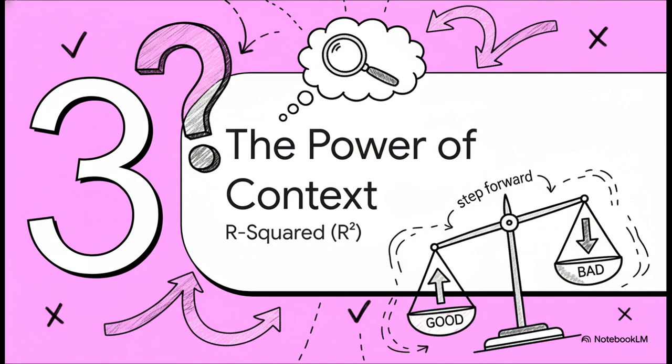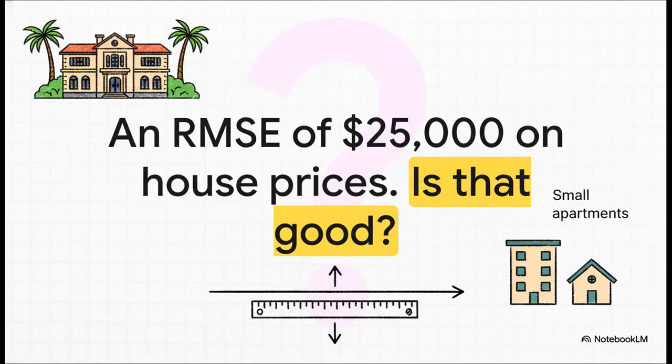Okay, this is a huge step. Our error is in units that make sense. But we're still missing one absolutely critical piece of the puzzle: context. How do we know if our error is good or just plain bad? I mean, think about it. An average error of 25 grand sounds like a lot of money, right? But what if you're predicting the price of mansions in Beverly Hills where everything costs tens of millions?